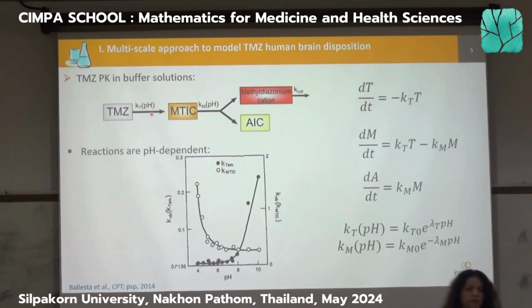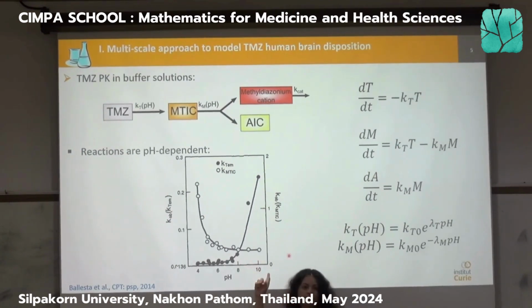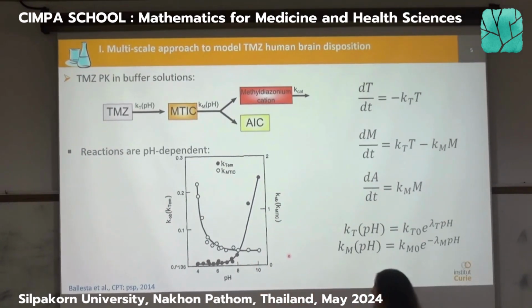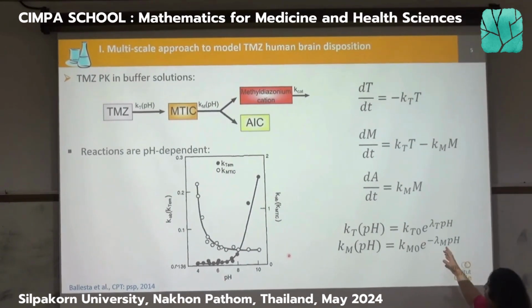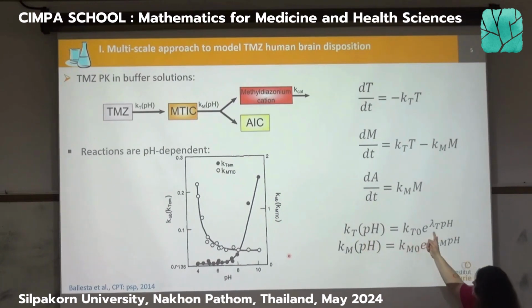So those are the experimental data sets. Here, on the x-axis you have the pH, and on the y-axis you have the two parameters, KT and Km. As you can see, the data tells you that you have a relationship which is close to an exponential between the pH and the parameter values. So this is what we have modeled: the parameter KT as an exponential.